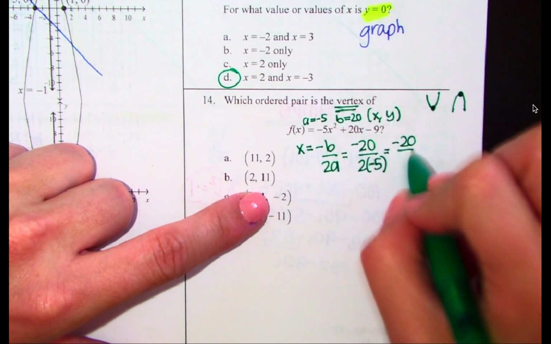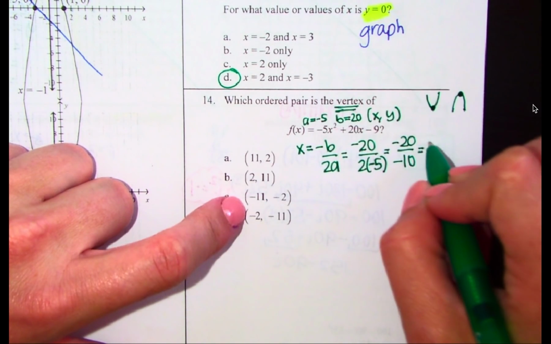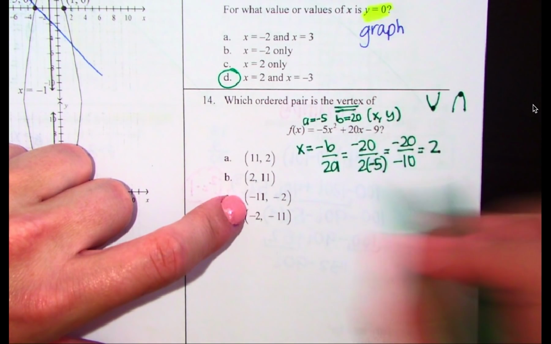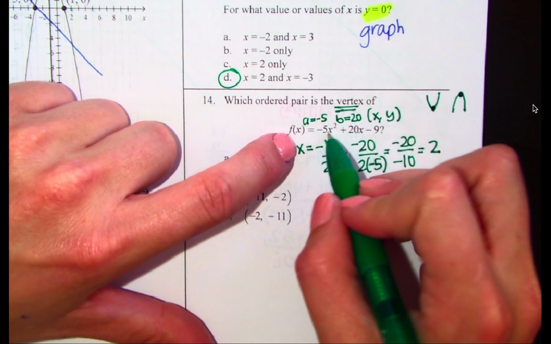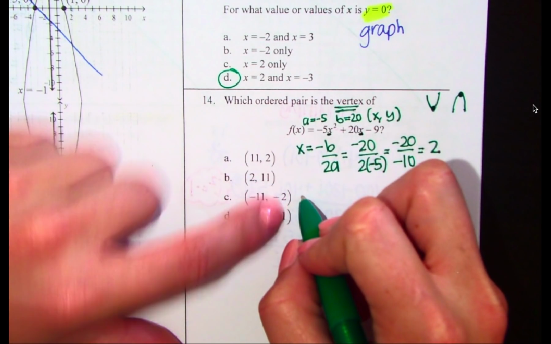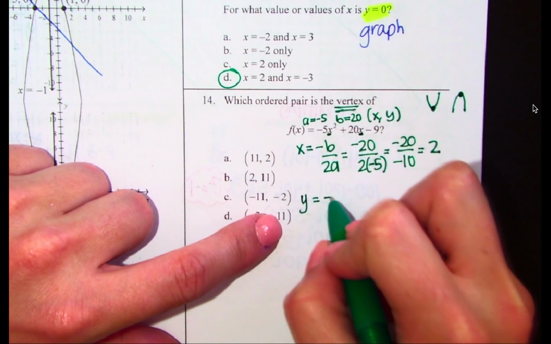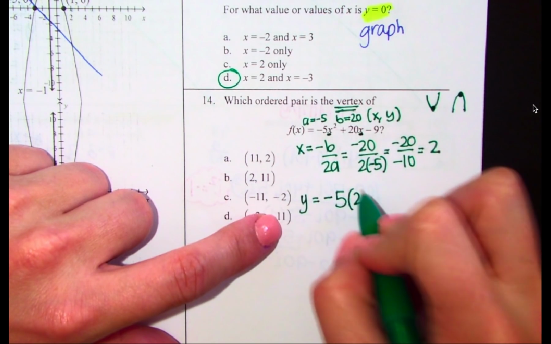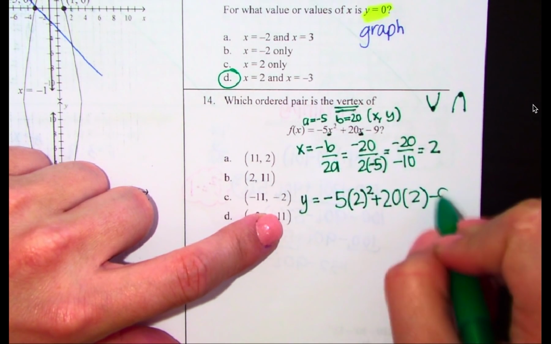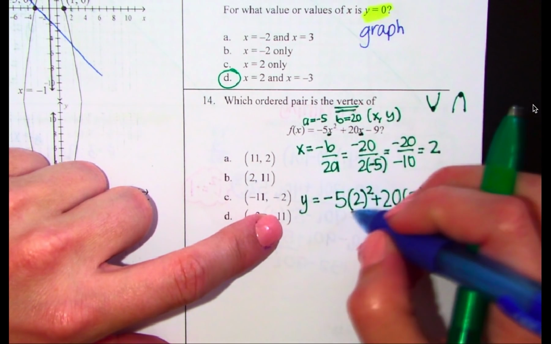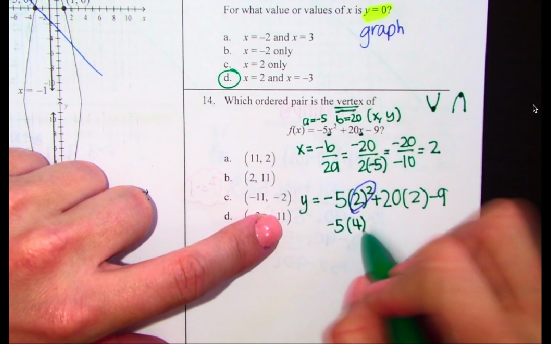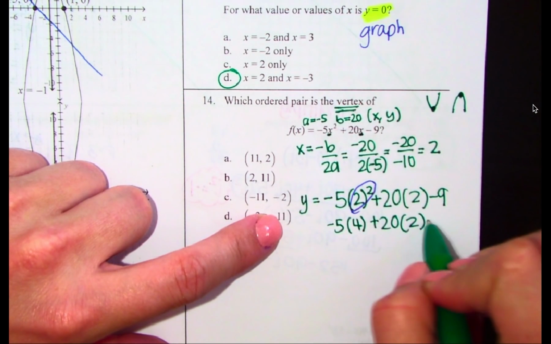So that's negative 20 over negative 10 to give us positive 2. Now again, to find your y, you take the x and plug it in for x again in my formula. So y is equal to negative 5 times 2 squared plus 20 times 2 minus 9. Order of operations, we're going to square the 2 first. So I get negative 5 times 4, and I'm going to copy down the rest.